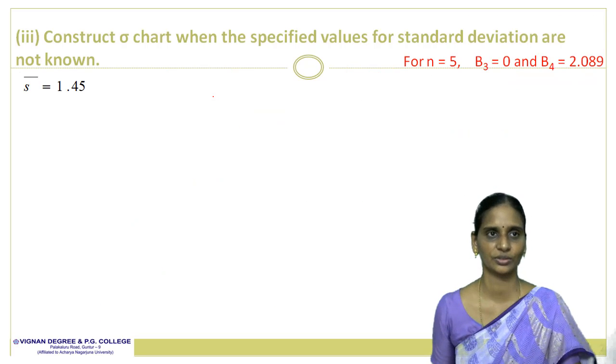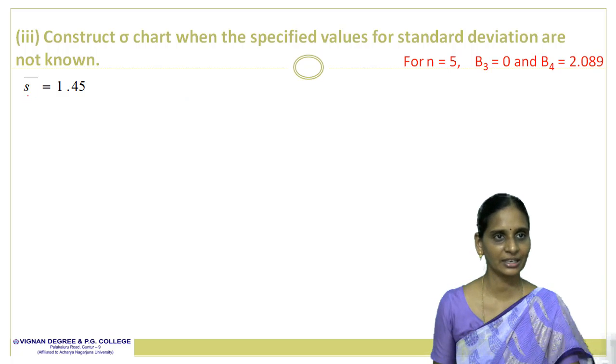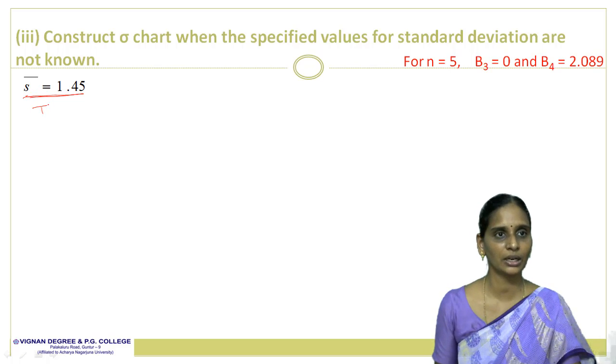And next, third question. Construct a sigma chart when the specified values for standard deviation are not known. In this construction of the sigma chart, we require the value of S bar. The value of S bar is 1.45, which we calculated in the previous slides. Now the 3 sigma control limits for the sigma chart.